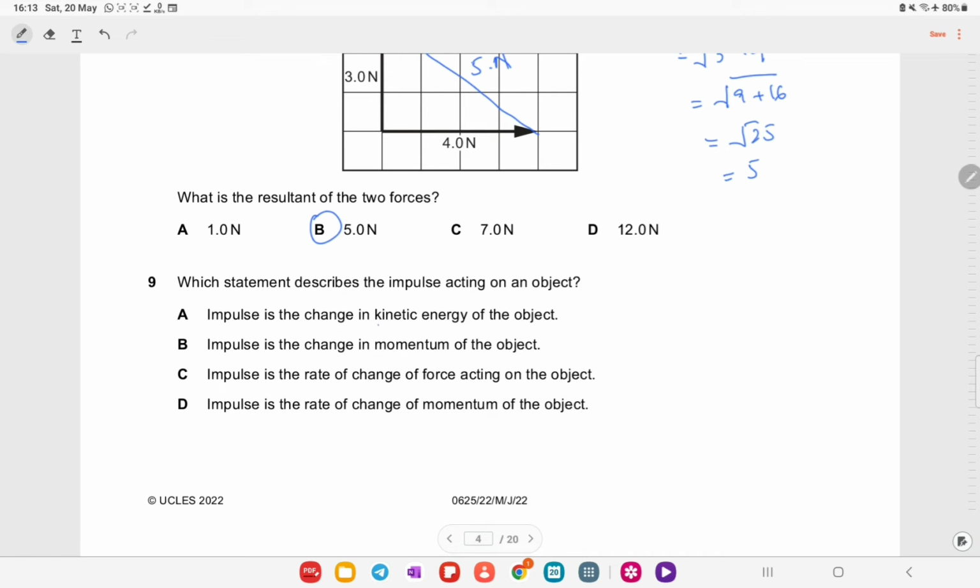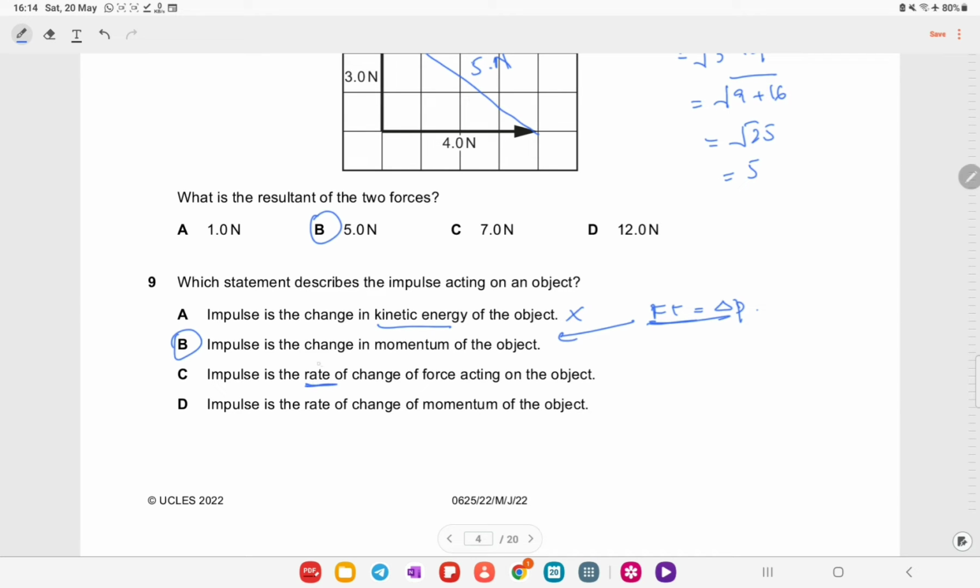Impulse is the change in kinetic energy. Now that's wrong. Impulse is Ft, which equals the change in momentum of the objects. Okay, yes, that's the reason. That's why I have written the formula over here.